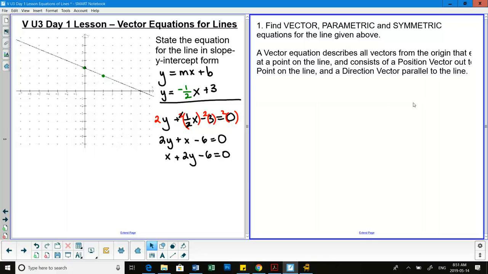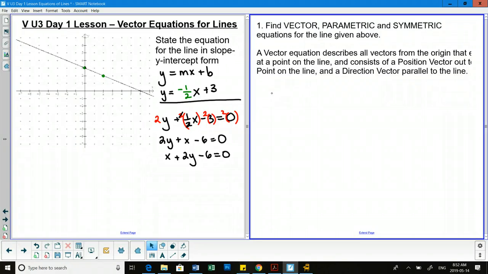So the vector equation is the equation that describes all vectors from the origin that end at a point on the line. So any possible vector that could start at the origin and end on any point on that line. It consists of a position vector, the vector that goes out to one point on the line, and it's defined by a direction vector, which is a vector that starts at 0, 0 but has the same slope as our line. So if I know a point on the line and I know the slope of that line, or a direction vector that is parallel to that line, that specific thing is going to define my line.